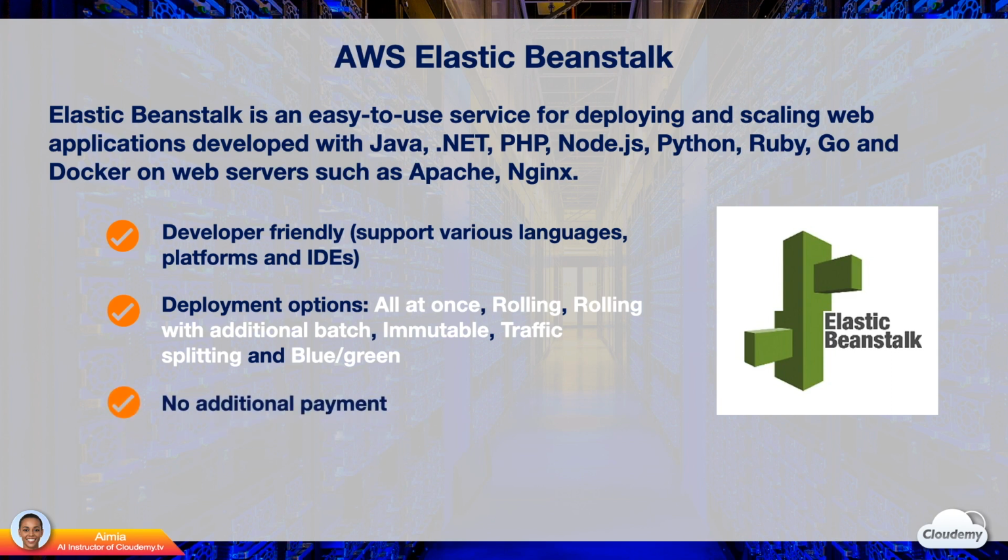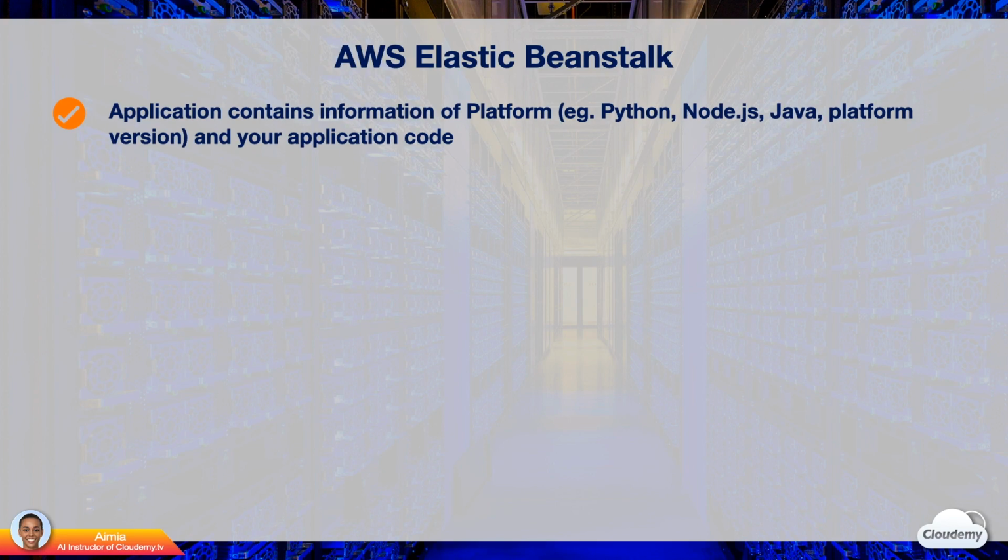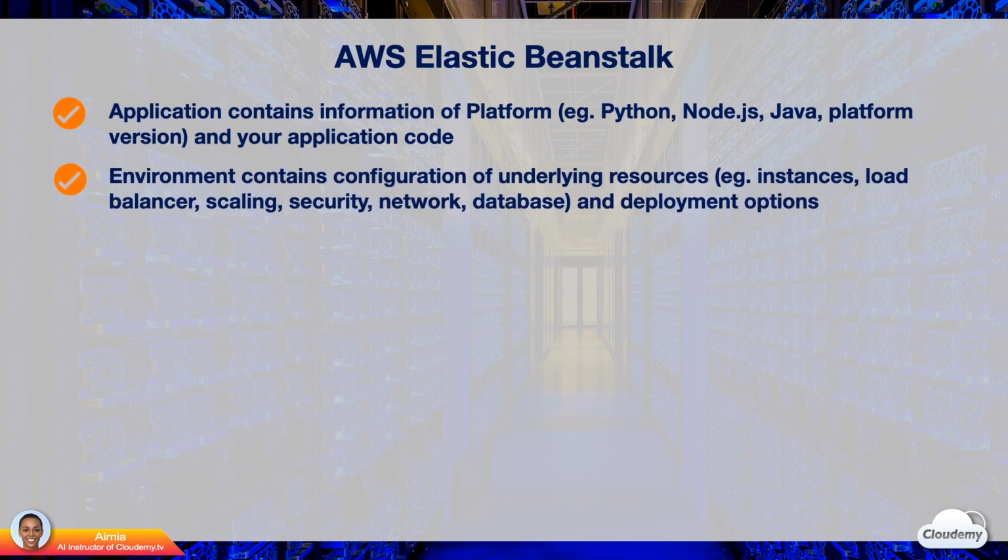There is no additional charge to use Elastic Beanstalk. You only pay for the underlying resources to run your application. Elastic Beanstalk consists of two key components, application and environment. Application contains platforms information, such as Python, Node.js, Java, version information, and the application code you have uploaded. Environment contains the configuration of underlying resources, including instances, load balancers, scaling, security, networking, database, and deployment options.